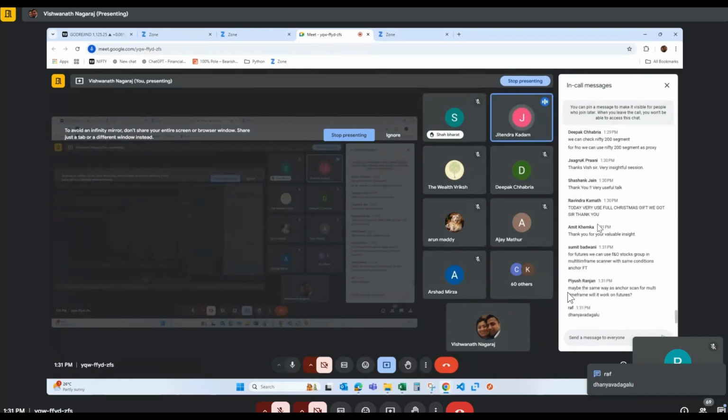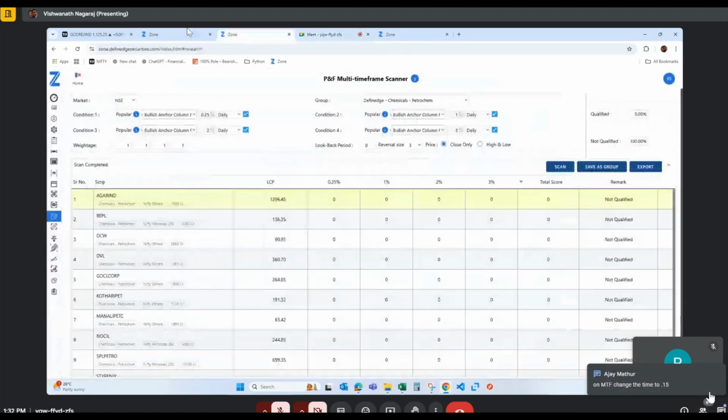Sir, please show us your option. This is set up now, sir. Within 2 minutes, please, if you don't mind. Okay, 1 minute. Very useful. Thank you. For futures, we can use multi-time frame scanners. Sumit, I think you caught it right. I'll show you something that I am working on.